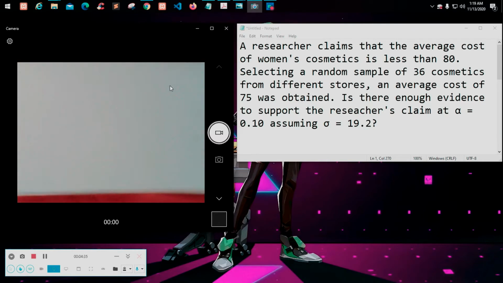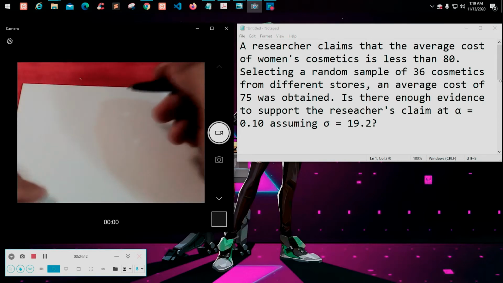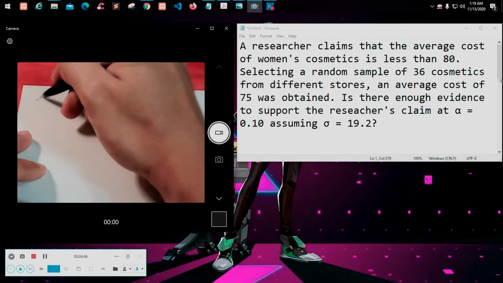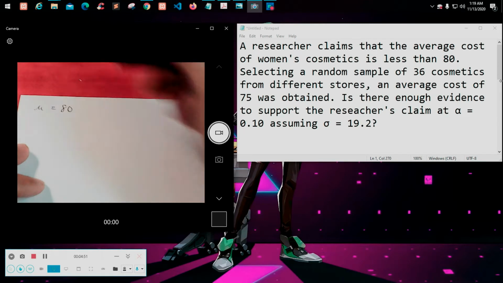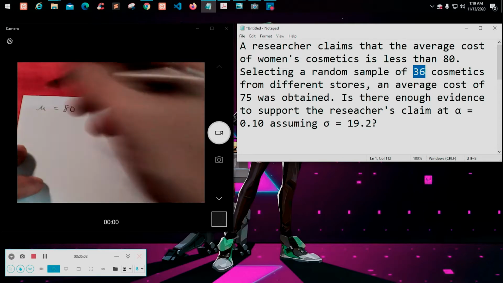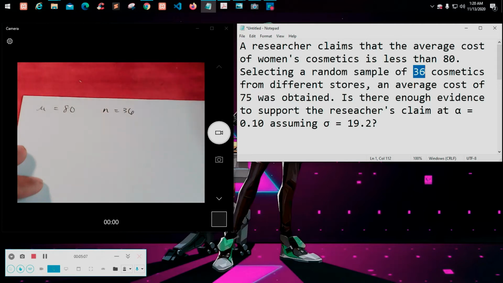So first, we list down all the given. Sulat muna natin yung mga given. So it was stated that the population mean is equal to 80. And then we have the 36 cosmetics. So ito yung randomly selected. So this is your n is equals to 36.